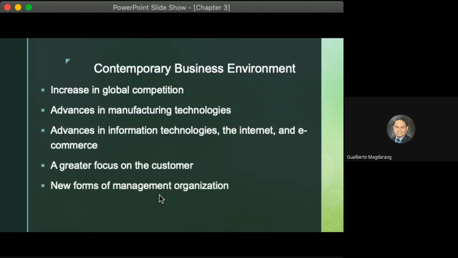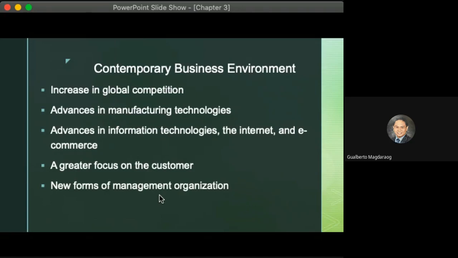And then, management now has changed also. Kasi gaya ng nasabi natin, no, yung environment mo nag-change na din eh. Meron ng online, and then globalized na, so you are dealing with other foreign employees, kaya even the way you manage your organization should change also.